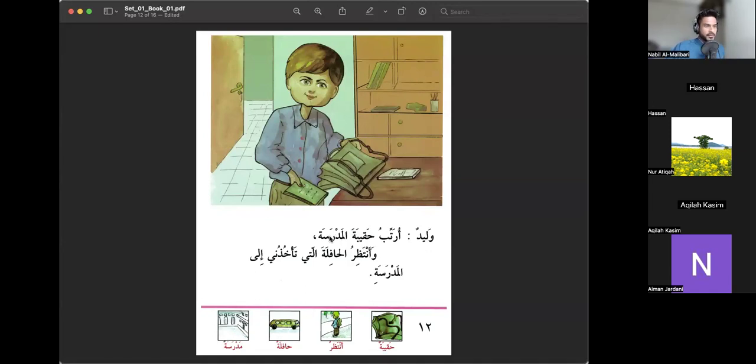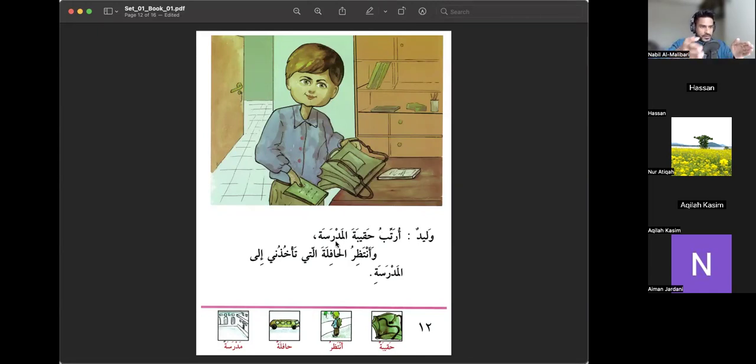Rattibu hakibatal madrasa. Okay, in this case, it means I arrange the school bag. It doesn't mean I arrange my school bag. It means I arrange the school bag, because you don't see the ya anywhere. We'll learn this concept in the next lesson. It's called mudaf and mudaf ilay. We'll learn it slowly, okay?